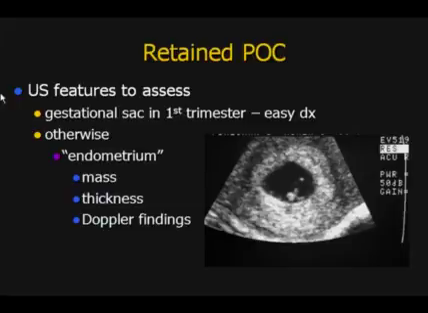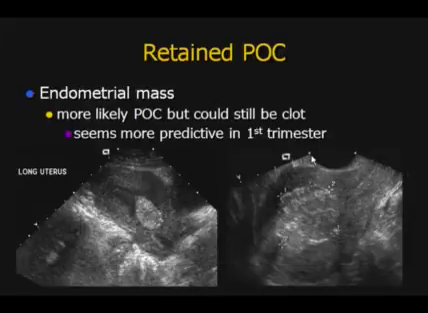So what about retained products of conception in the first trimester? Well, a case like this, where you have a gestational sac in the uterus, those are easy to diagnose. We know there's still retained products of conception. So otherwise, what we're looking at is what's usually referred to as the "endometrium." I put that in quotation marks because it's often not just the endometrium that we're looking at anymore. It may be retained products or it may be blood products, but it's still often referred to in the ultrasound articles as the endometrium. So we can look for a mass, we can look at thickness, and we can look at Doppler findings related to the endometrium.